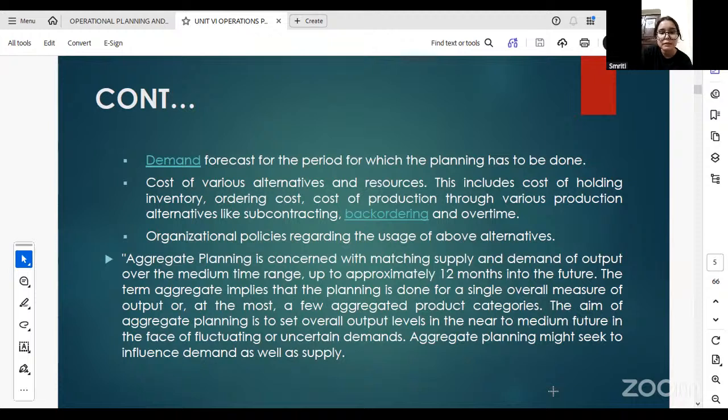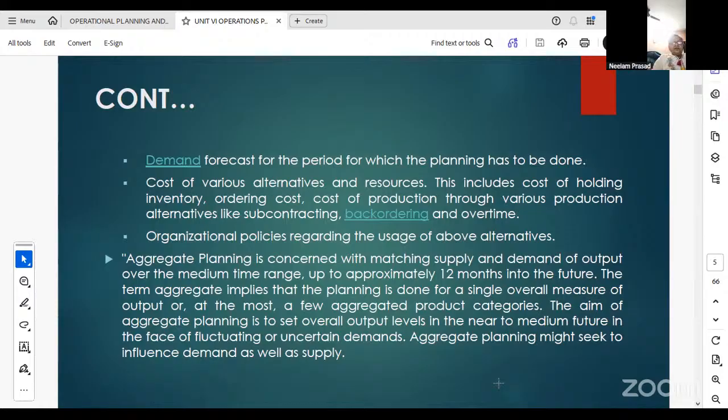Aggregate planning is concerned with matching supply and demand of output over the medium time range up to approximately 12 months into the future. The term aggregate implies that planning is done for a single overall measure of output or at the most a few aggregated product categories. The aim of aggregate planning is to set overall output levels in the near to medium future in the face of fluctuating or uncertain demands. Aggregate planning might seek to influence demand as well as supply.